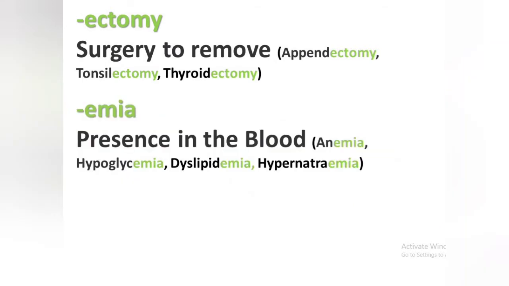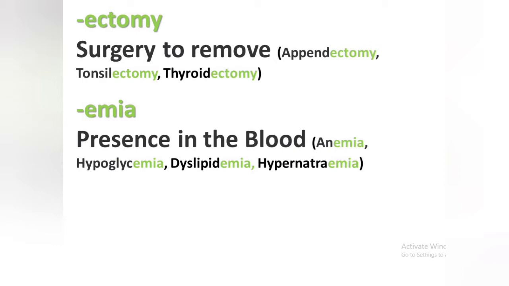Another suffix is emia. Emia means presence in the blood or related to the blood. The first medical term is anemia. As I already discussed in the prefix video, an means without, so anemia would mean without blood. That is practically impossible, so a decrease in the blood level is known as anemia.